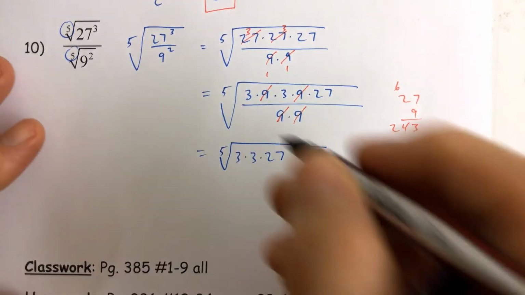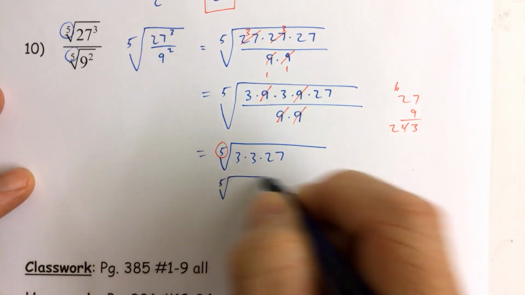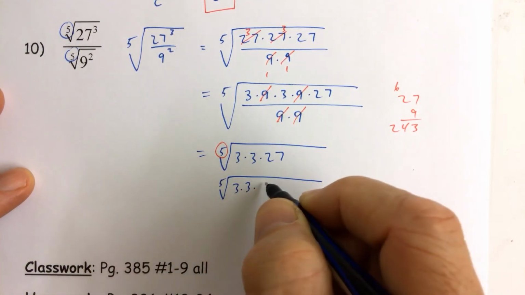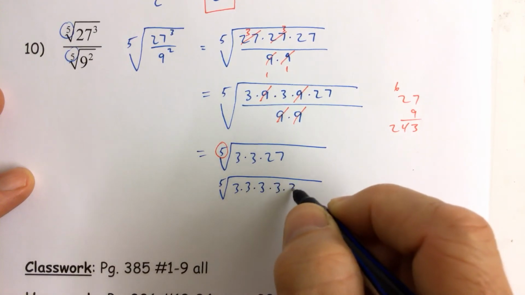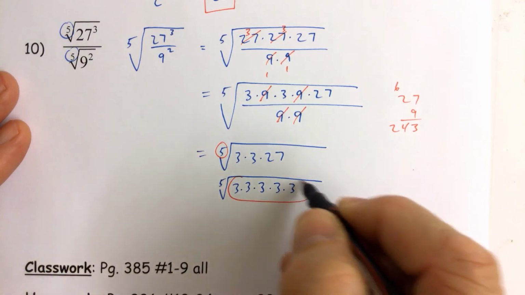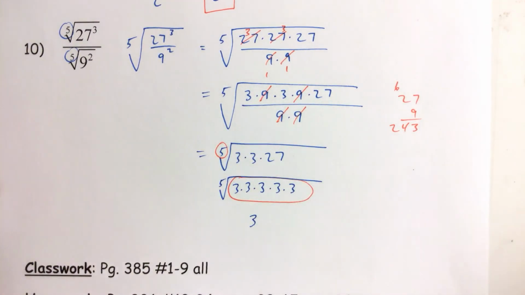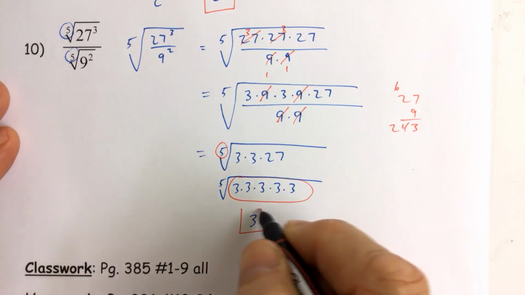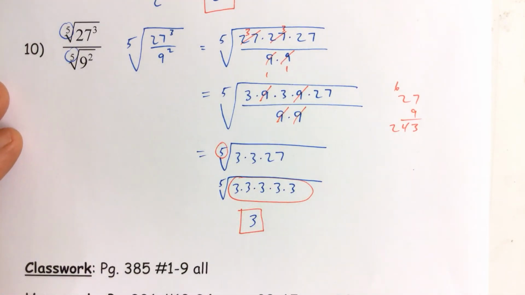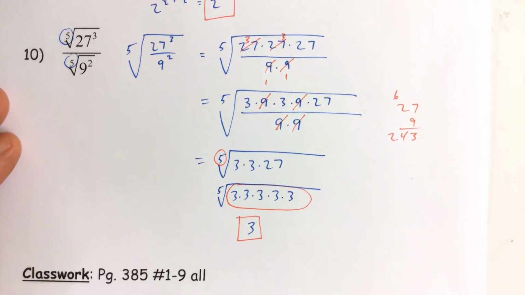And remember from last week, we want groups of 5. Well, again, 27 can be written as 3 times 3 times 3. So we got really fortunate here. We have one group of 5, so that entire expression has a value of 3. So that actually is both exponential form and simplest radical form, 3. That's past the 5-minute mark.